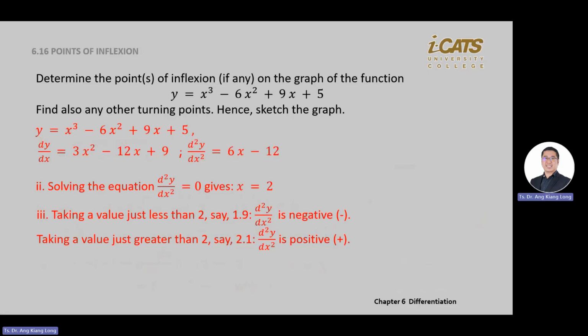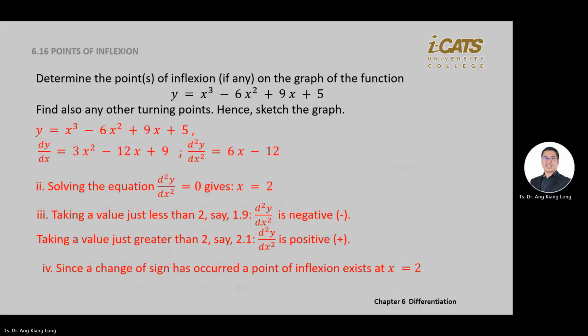So 1.9 gives you a negative value, 2.1 gives you a positive value. It just means there is a change of sign. There is a change of sign. So you need to write this one. There is a change of sign.